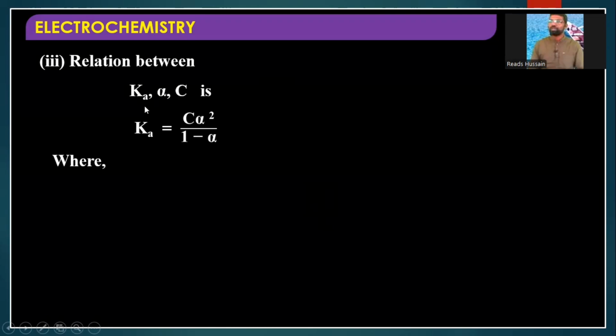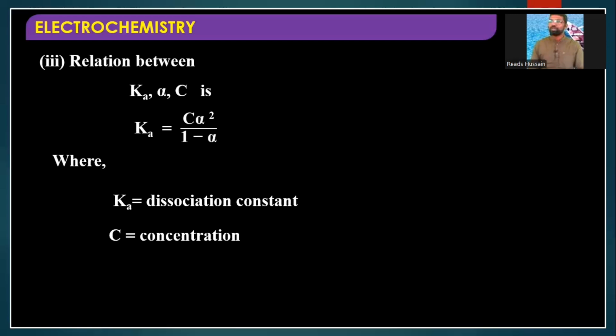K is a dissociation constant. Note down, I will give this. K is a dissociation constant, C is concentration, alpha is the degree of dissociation. This is the formula: Ka is equal to C alpha square by 1 minus alpha. The dissociation constant is equal to C into degree of dissociation square divided by 1 minus alpha. How to find alpha? We just got a formula, no? One problem we have done now.